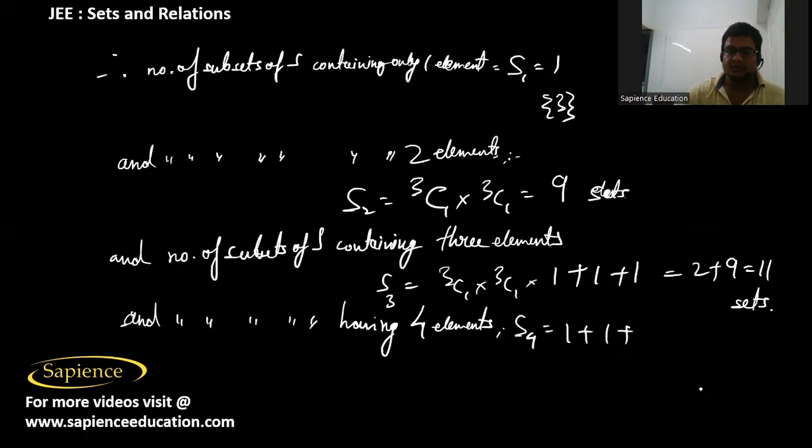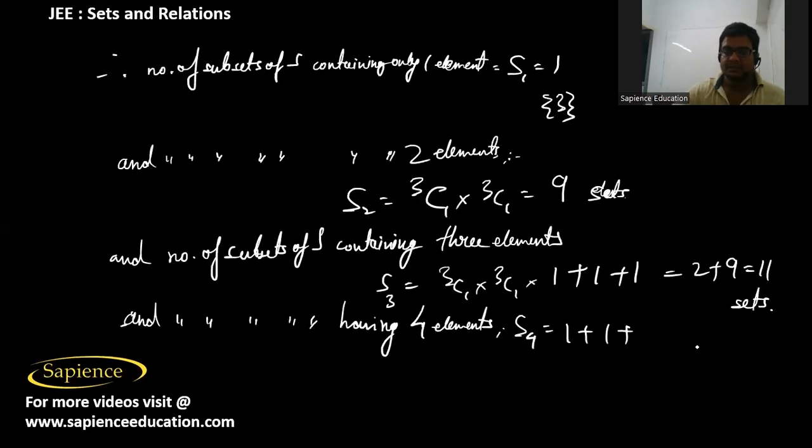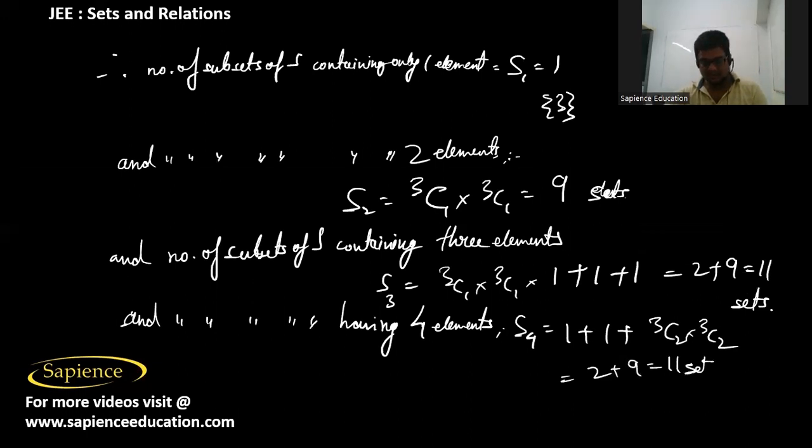So we have to choose 2 out of 1, 7 and 10, and 2 out of 2, 5 and 11. So it will be 3c2 into 3c2, which is 3 into 3, 9. So the total is 2 plus 9, that is also 11 sets. There are also 11 sets.